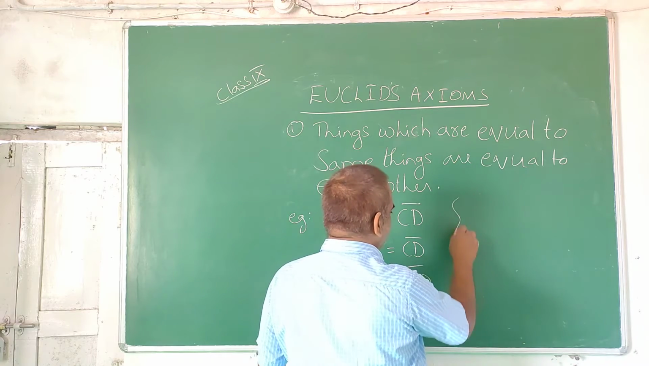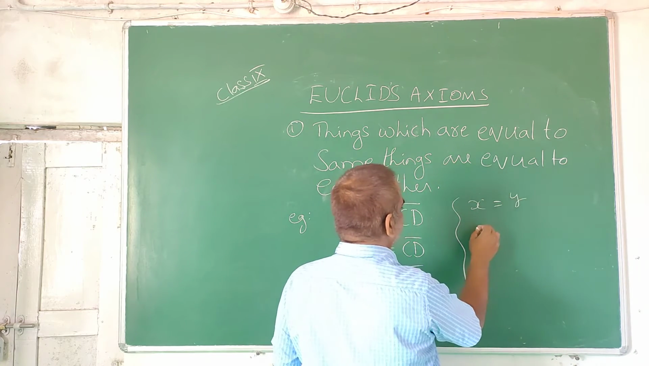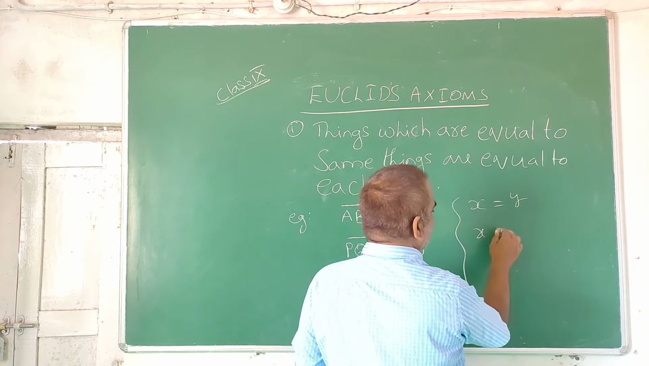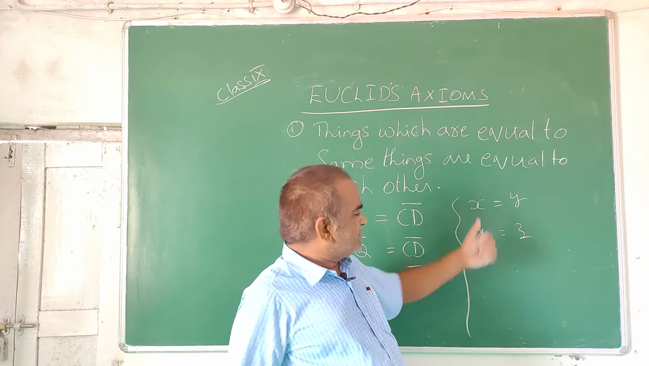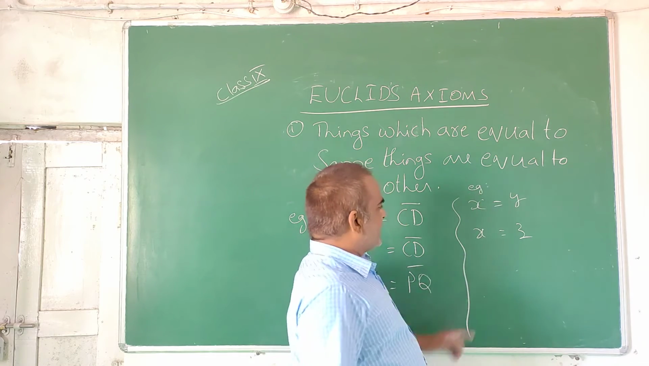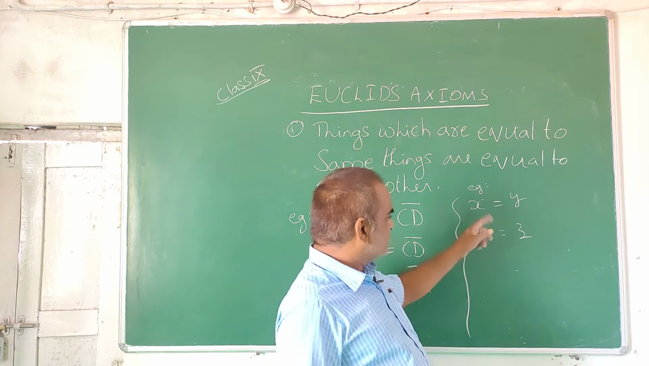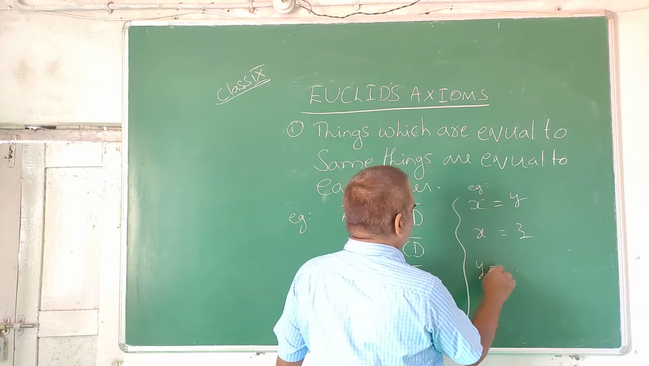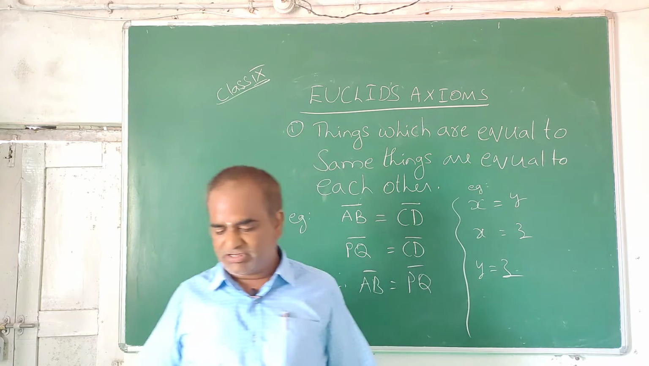Suppose we take another example, example 2: x is equal to y and x is equal to z. So y and z are both equal to the same thing, which is x. Therefore, according to Euclid's first axiom, y will be equal to z. Understood?